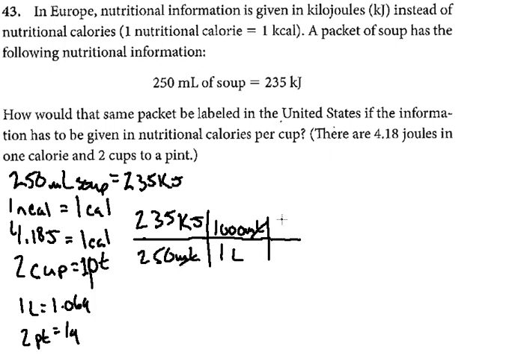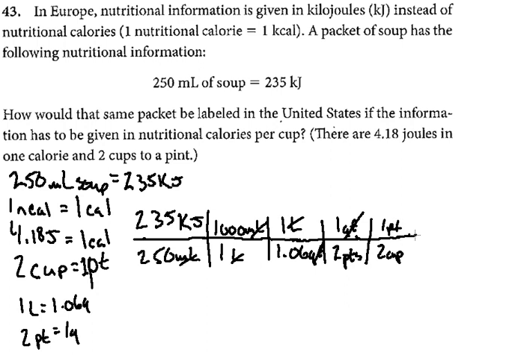And so let's say we get rid of the liters now. 1 liter is 1.06 quarts. And we know that 1 quart is 2 pints. And 1 pint is 2 cups. Alright, so that's going to take us from milliliters into cups. Now let's convert the kilojoules out. So 1,000 joules is 1 kilojoule. So we want kilojoules to go away.